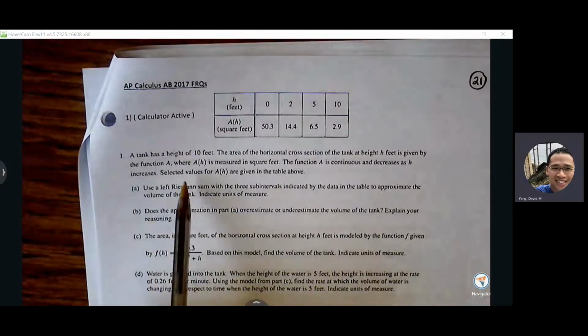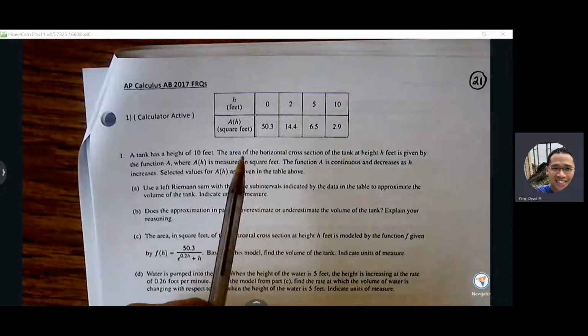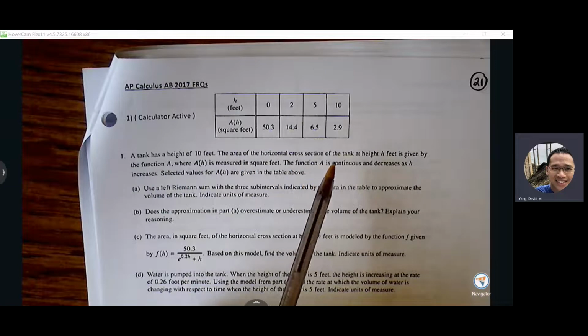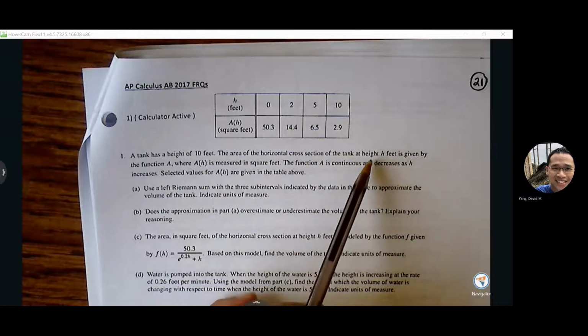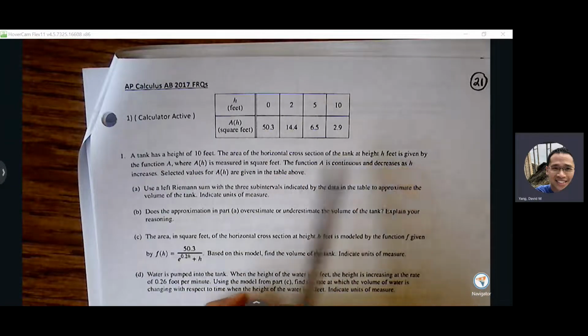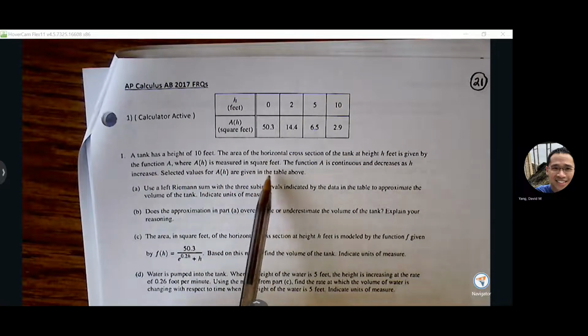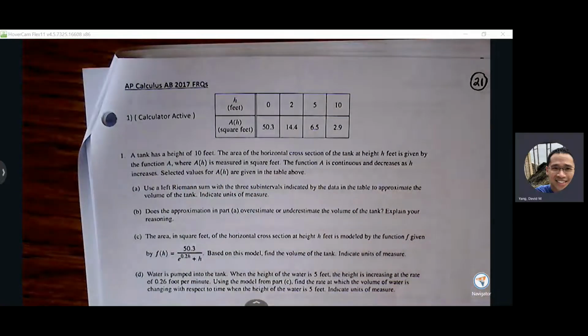Okay, a tank has height of 10 feet. The area of the horizontal cross-section of the tank at height h feet is given by the function A, where A of h is measured in square feet. The function A is continuous and decreases as h increases. Selected values for A of h are given in the table above.